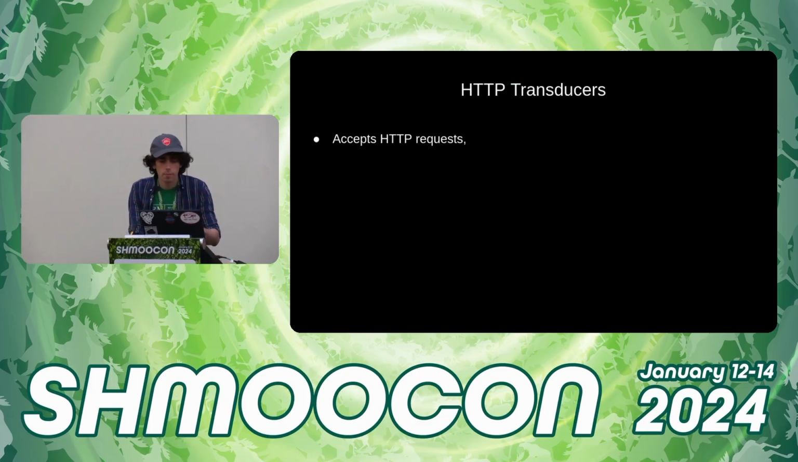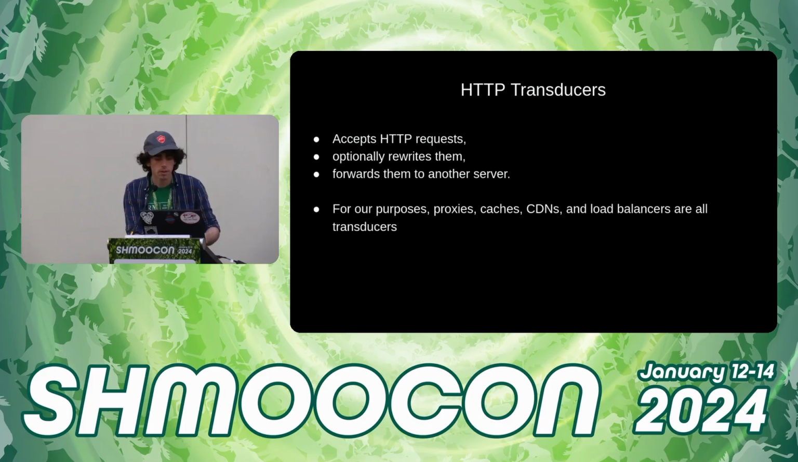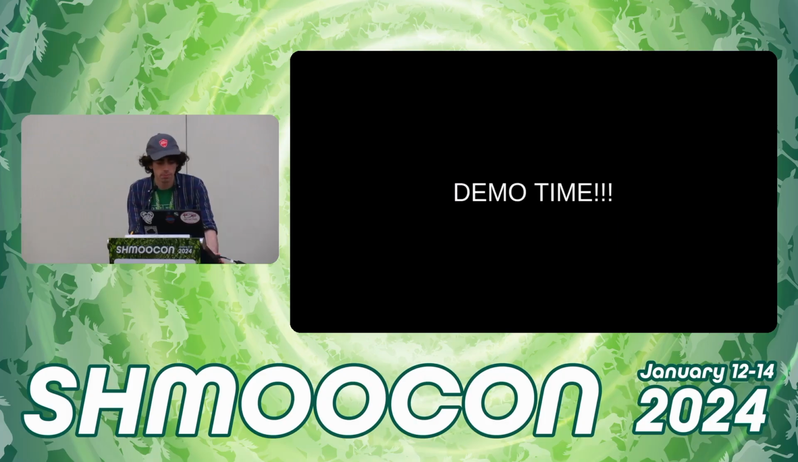Now, we're going to essentially consider proxies and CDNs and caches as all being elements of the same set. They're all just HTTP transducers. They take in requests, potentially rewrite them or normalize them or modify them a little bit. In the case of HAProxy, that doesn't happen, but that can happen. And then they forward them on to some other server. That's kind of the framework we're working under. For our purposes, CDNs are not really too distinct from just a normal load balancer.